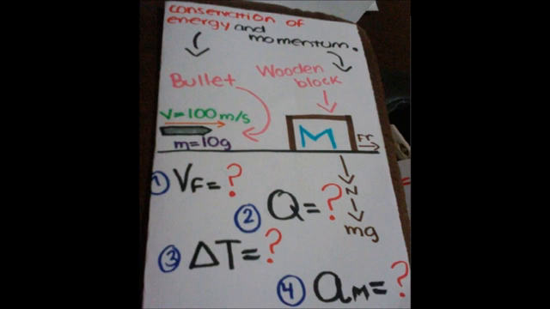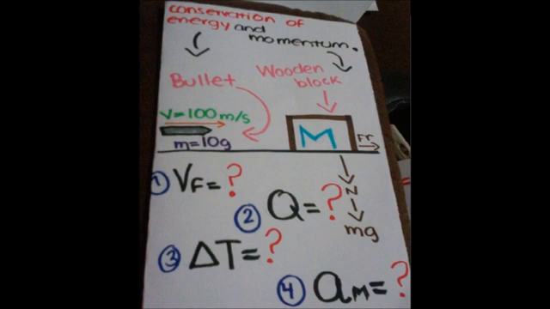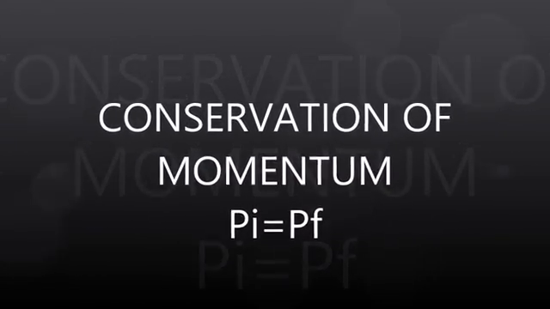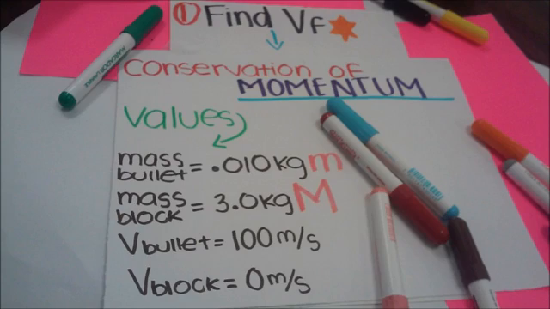For my second problem, I'm going to present an inelastic collision between a wooden block and a bullet. The first result I'm required to find is the final speed of the wooden block after the collision. To solve this problem, I'm going to use conservation of momentum. But first, I'm going to list all my values. The mass of the bullet is 0.010 kilograms. The mass of the wooden block is 3 kilograms. The initial velocity of the bullet is 100 meters per second, and the initial velocity of the block is 0.